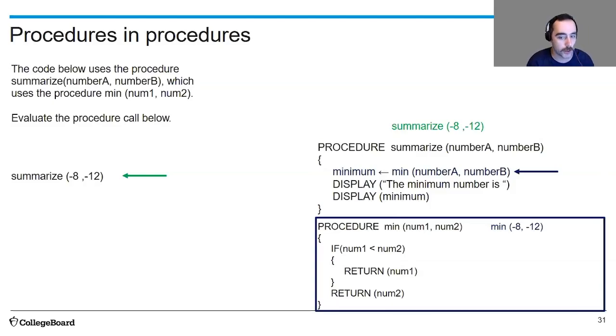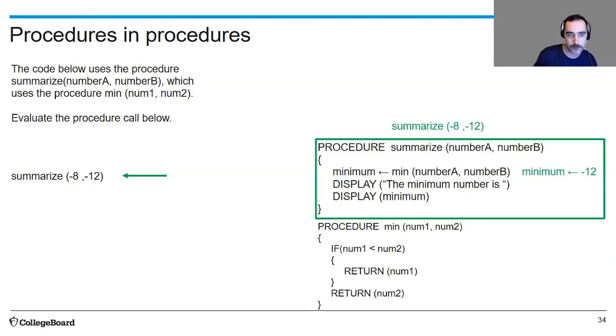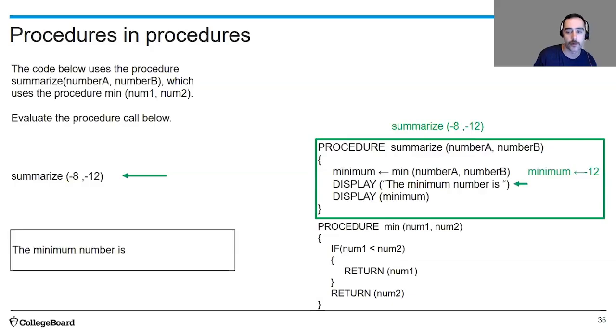And we're going to use, again, the same arguments that we passed through, -8 and -12. Well, -8 is not less than -12. So we'll skip that, and we're going to return the second number, which is -12. So we'll exit that procedure and go back to where we were before. -12 is assigned to the minimum. We'll display the minimum number is, and then we'll display the minimum.